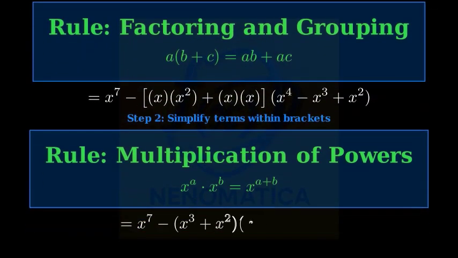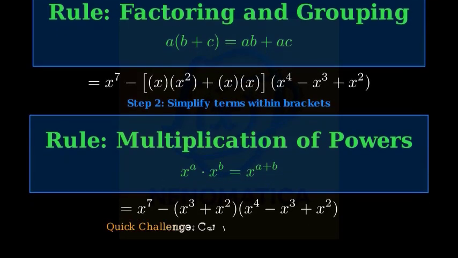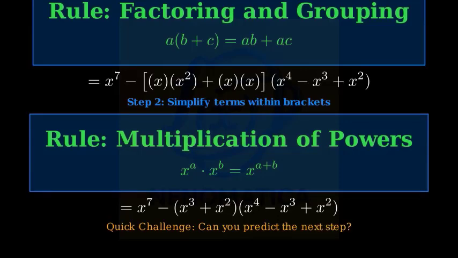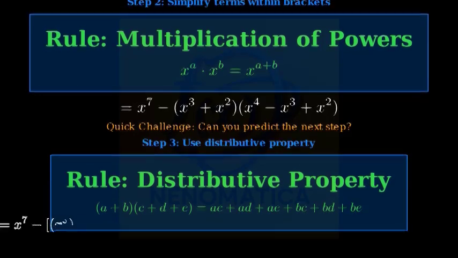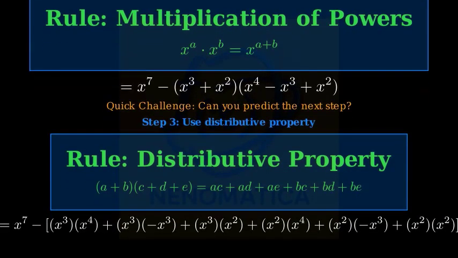Now, let's simplify what's inside the brackets. X times x squared is x cubed, and x times x is x squared. So we get x cubed plus x squared. Now we'll use the distributive property to multiply each term in the first bracket by each term in the second bracket. This will result in 6 separate terms. Let's start by multiplying x cubed by each term in the second bracket. X cubed times x to the fourth equals x to the seventh. X cubed times negative x cubed equals negative x to the sixth. X cubed times x squared equals x to the fifth.